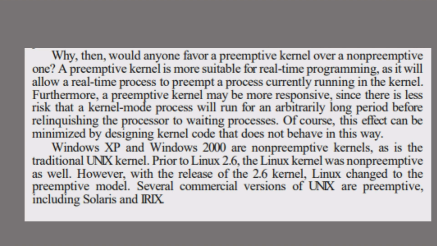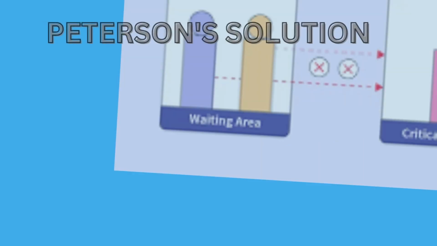Windows XP and Windows 2000 are non-preemptive kernels, as is the traditional Unix kernel. Prior to Linux 2.6, the Linux kernel was non-preemptive as well. However, with the release of the 2.6 kernel, Linux changed to the preemptive model. Several commercial versions of Unix are preemptive, including Solaris and IRIX.